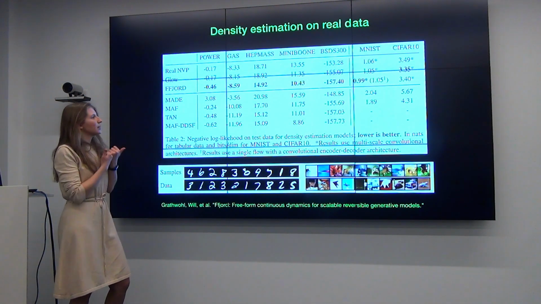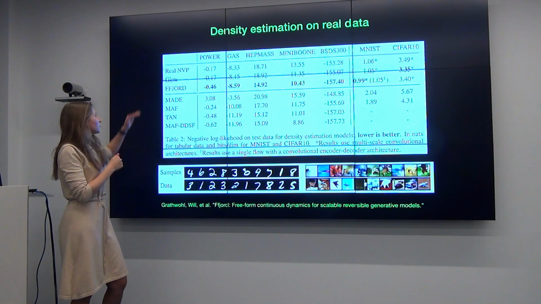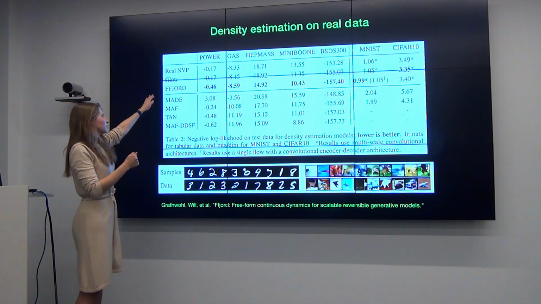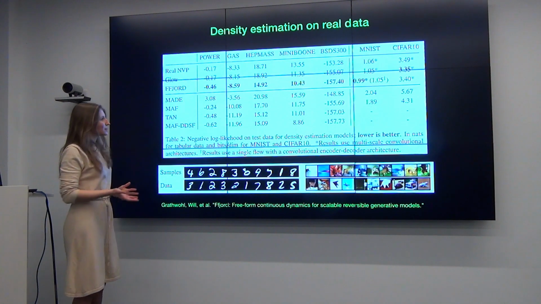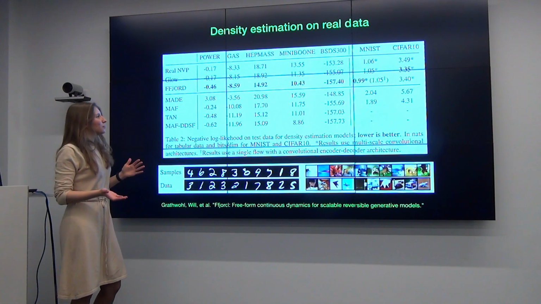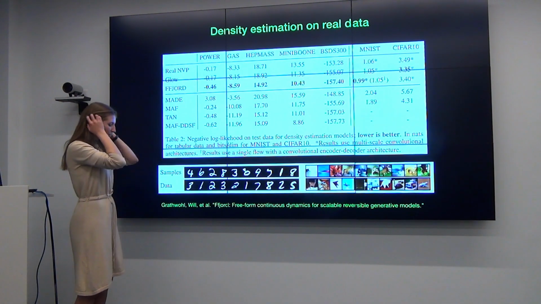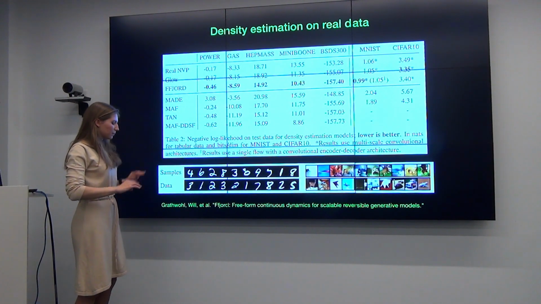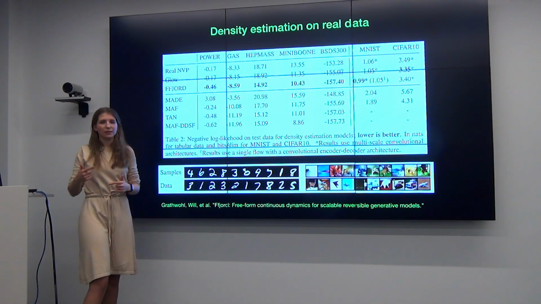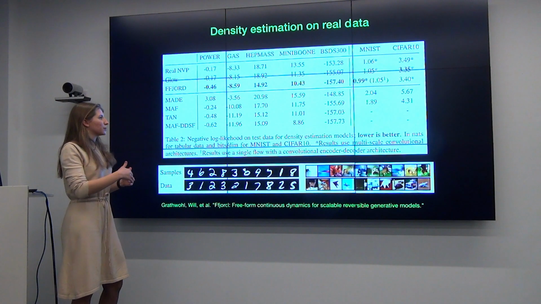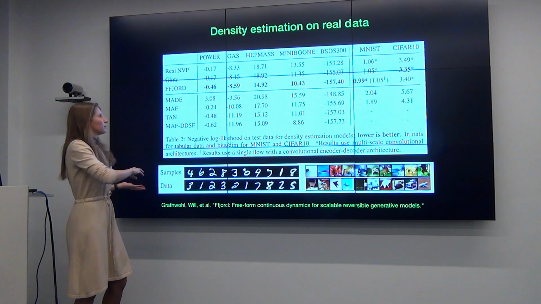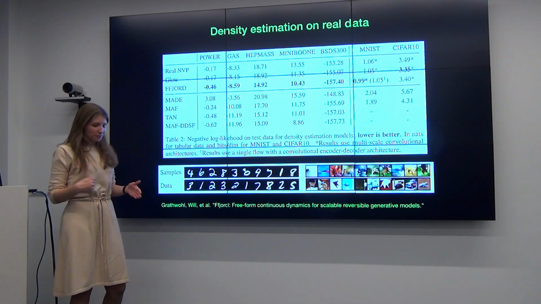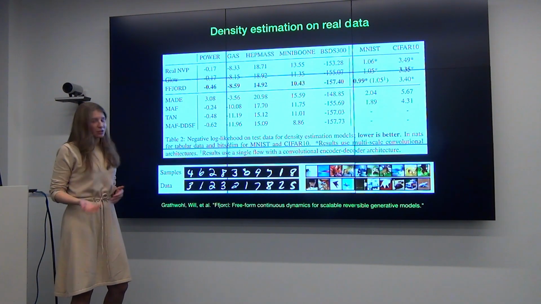And moreover, they add that training FFJORD is slower than other approaches, but because we use adjoint methods, we use less memory, and we can do our training with a bigger batch.